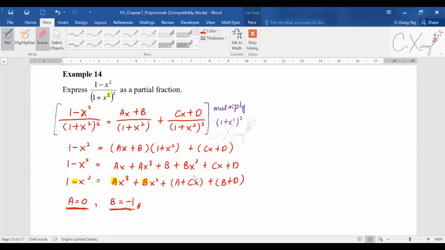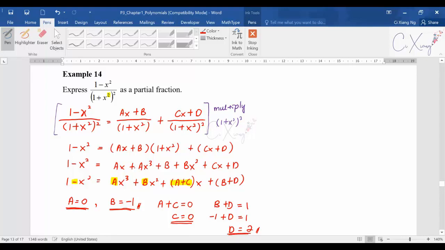After that, I made a mistake here, the x should be outside. Then the next one, you compare a plus c times x with the x term on the left. But you don't see any x there, so the coefficient of x power 1 is 0. Therefore a plus c equals 0, and because a equals 0, c also equals 0. The last one is b plus d, a constant term. You compare it with 1. Just now we know that b is negative 1. Substitute it in and you get d equals 2.